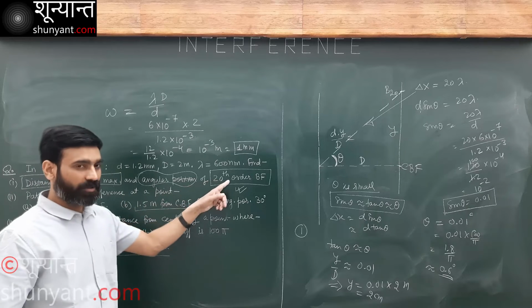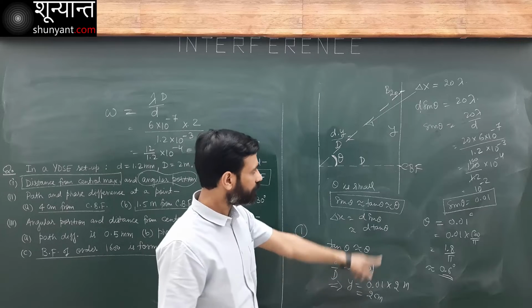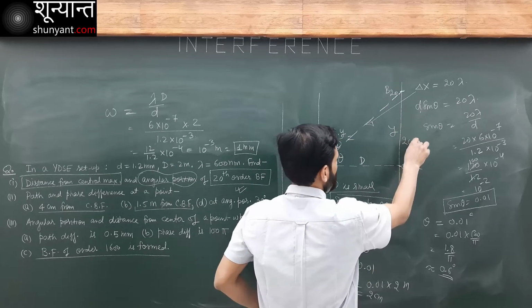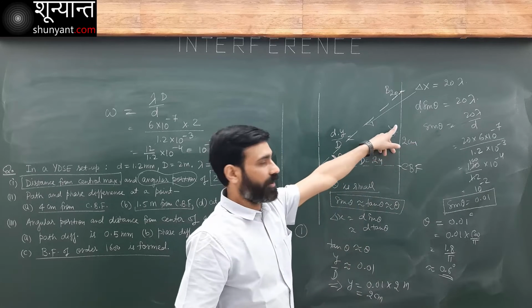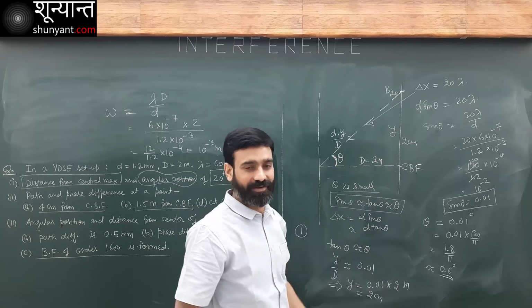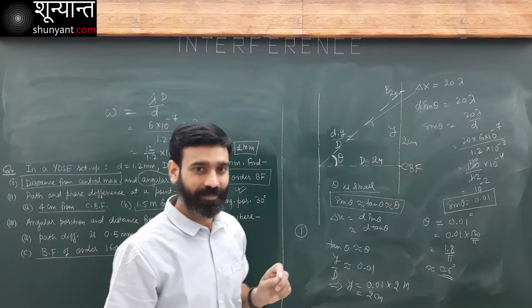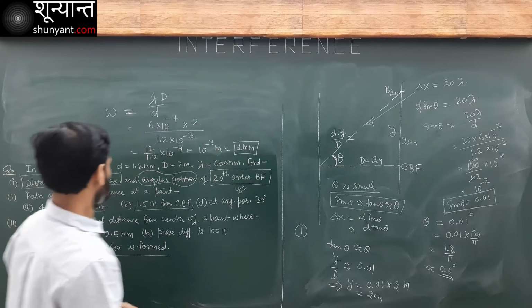So the 20th order bright fringe will be formed where? 2 centimeter. This distance is 2 centimeter, and this is 2 meter. Okay. This is small as compared with this. Near center. This is the meaning of near center. Okay. Understood? Understood this? Alright. Next one.